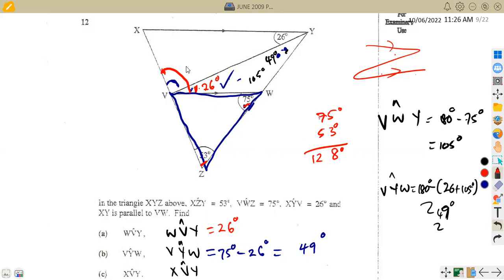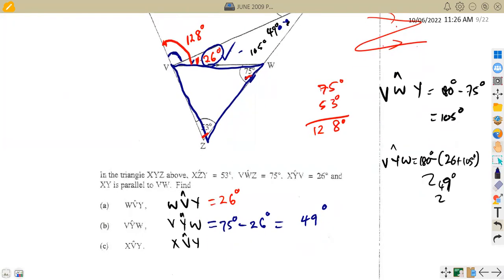Okay, so if the whole of this angle is 128 degrees, and we want to find this remaining angle, out of 128 degrees we have got what? 26 degrees that is already there. So it means we are just going to subtract from 128 degrees. So this angle here is going to be 128 degrees minus the one that we are given of 26 degrees. Okay, so if we subtract this, definitely this will be 102 degrees. So that was the angle that we are supposed to have for XVY.